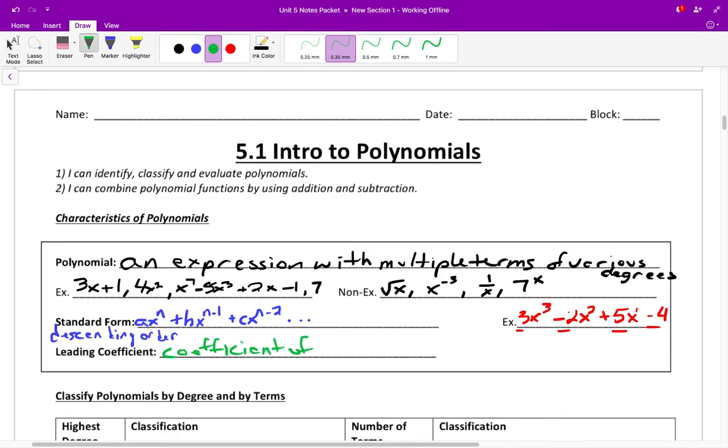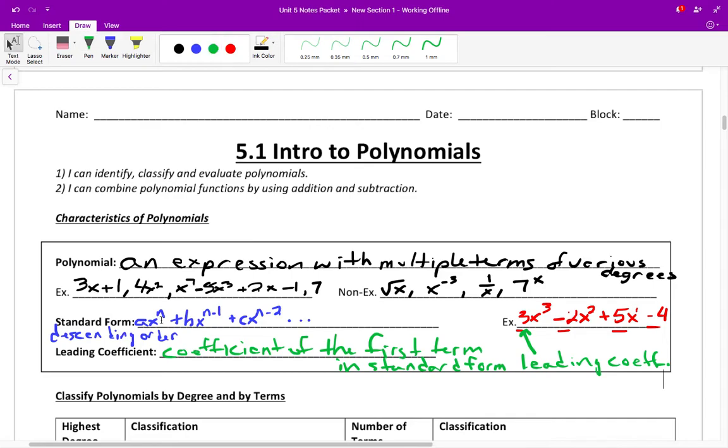So the coefficient of the first term in standard form. So you've got a polynomial that's written in standard form. Whatever that first coefficient is, that is your leading coefficient. So for this example right here, where we had 3x cubed minus 2x squared plus 5x minus 4, the leading coefficient would be equal to 3.